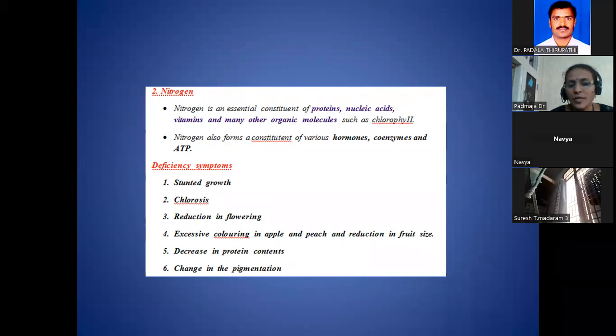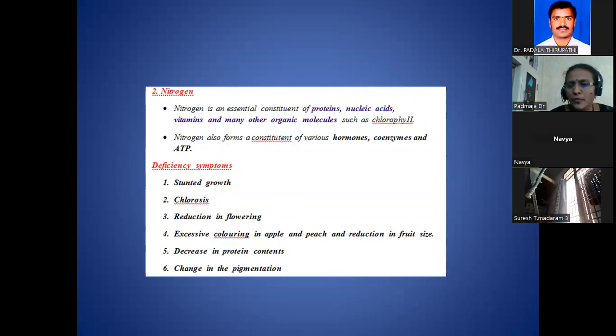So nitrogen forms a constituent of various hormones, coenzymes, and ATP. If there is nitrogen deficiency, that means the intake of nitrogen by the plants is not there, or is very less, what are the symptoms we see in the plant? If the intake of nitrogen is very, very less, then there won't be any photosynthesis, there won't be any plant growth. As a result, we see stunted growth.